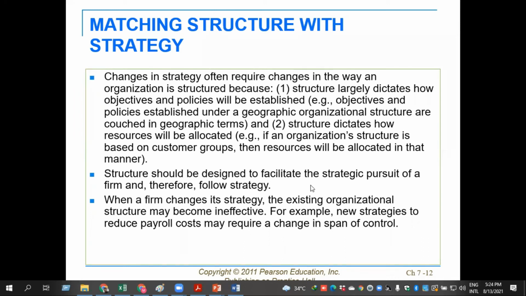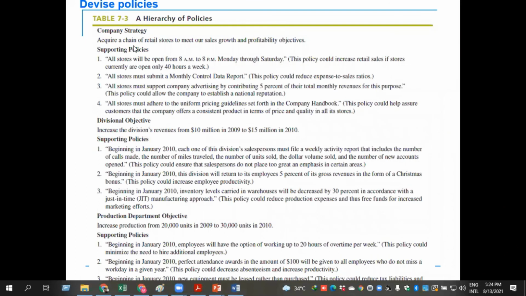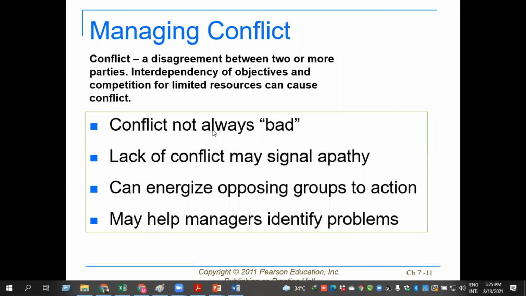Then the structure should be designed to facilitate the strategic pursuit of the firm, and therefore allow structure to follow strategy. Definitely the strategy needs to be followed. And how is that strategy going to be followed? Because the structure is designed, or the structure is capable, to facilitate that strategy. So the person behind this strategy requires a chain of retail stores. The man knows the organization has such a pool of resources, so that the chain of retail stores can be enhanced to more divisions.